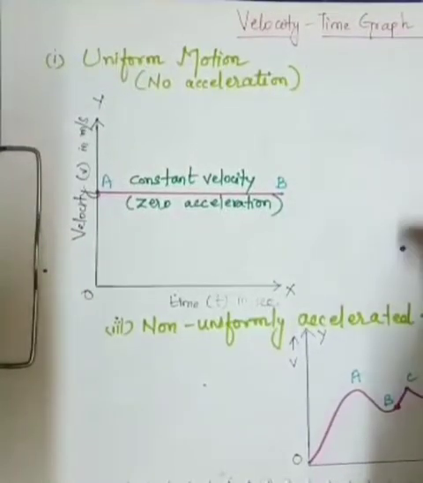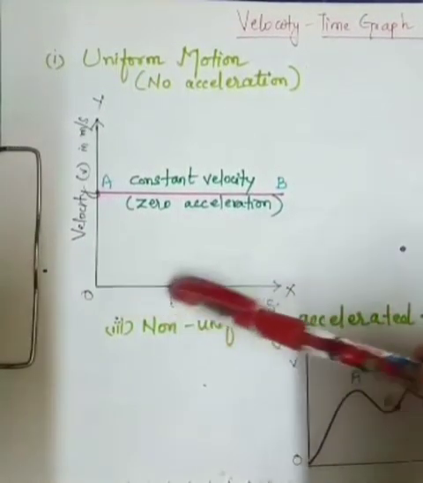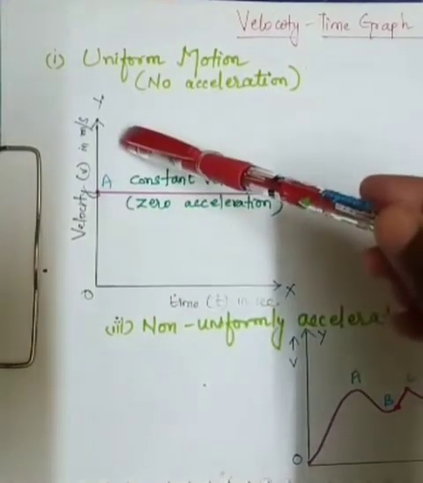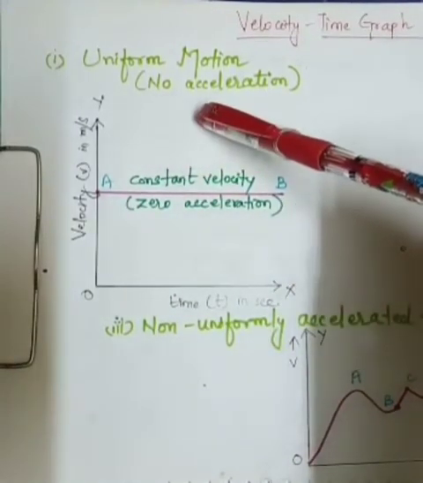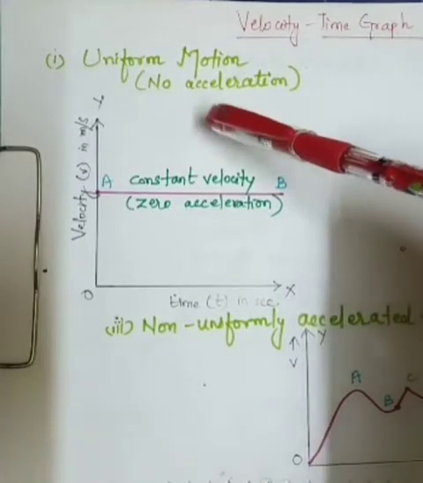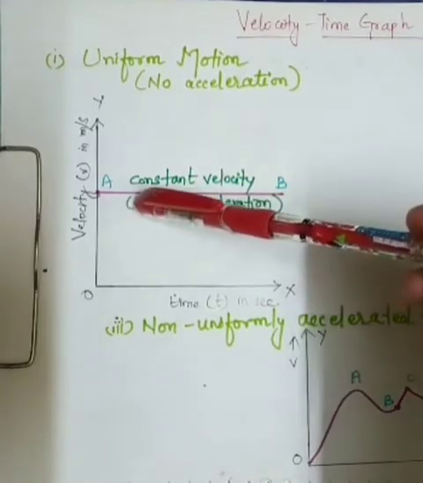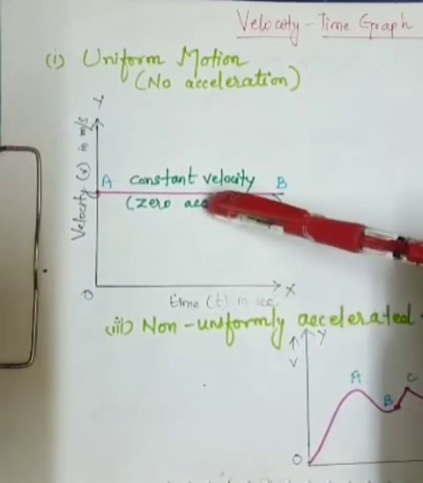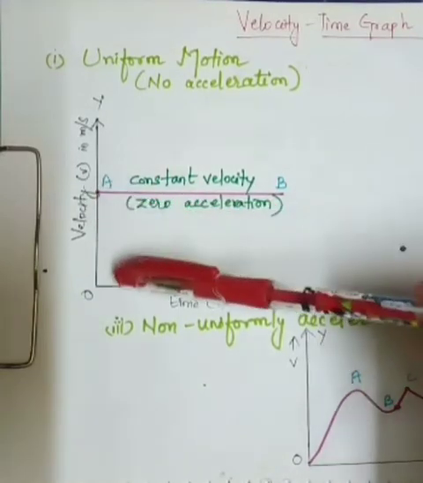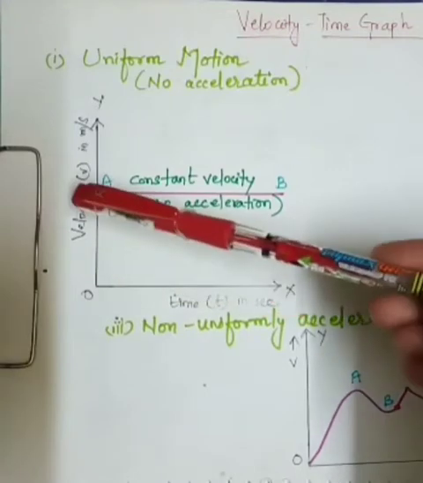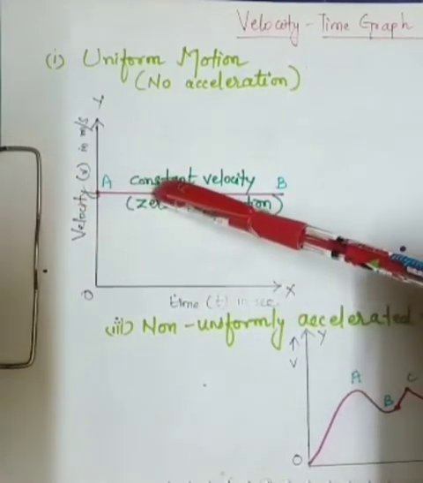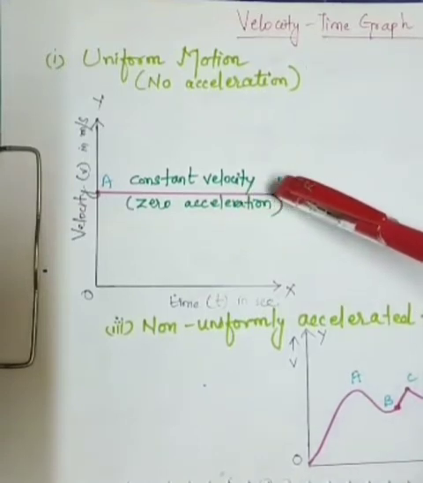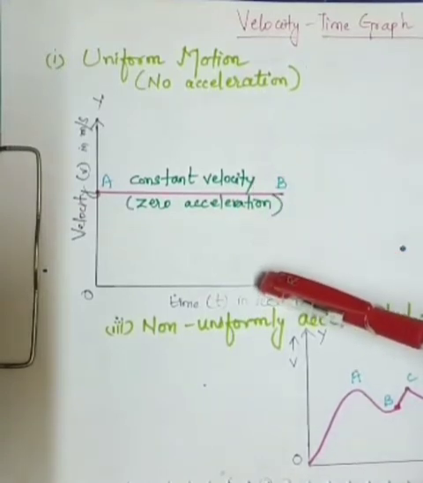Velocity time graph. For the velocity time graph, time is taken along the x-axis and velocity is taken along the y-axis. First, for the uniform motion, the nature of the graph will be a horizontal line parallel to the time axis. It means that with the change in the time, the velocity of the body is not changing. It is at a fixed value.